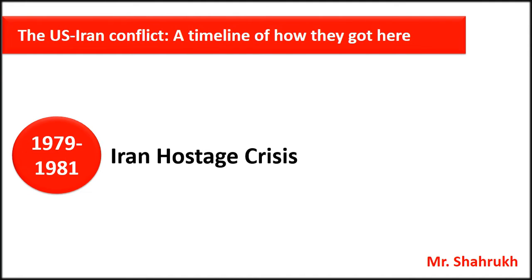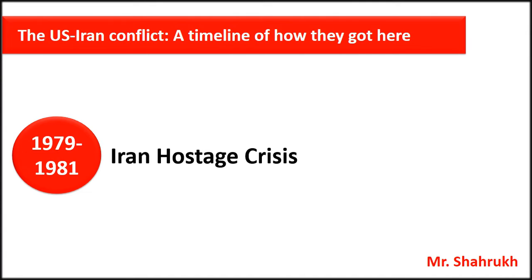From 1979 to 1981, Iran hostage crisis. Iranian students storm the US embassy in Tehran and take dozens of Americans hostage. They demand the Shah, who had been admitted into the US for cancer treatment, be extradited to Iran to stand trial for crimes against the Iranian people.